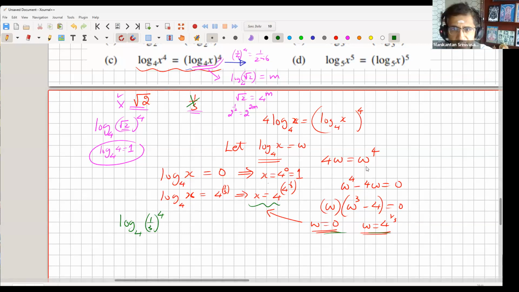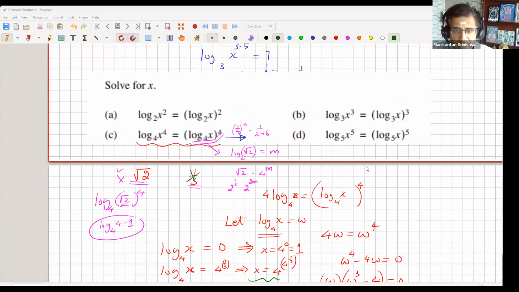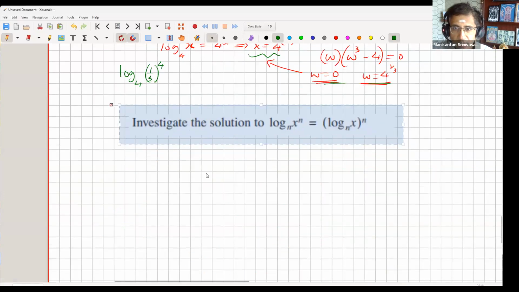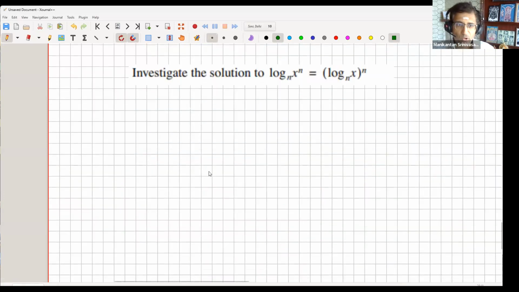Okay. In fact, there's a last part to the same problem, which is generalize. Investigate. Instead of 4, it's n, he wants to generalize. Can we do this? Log of x to the power n to the base n. What we did was n equal to 4. Now he wants us to generalize.